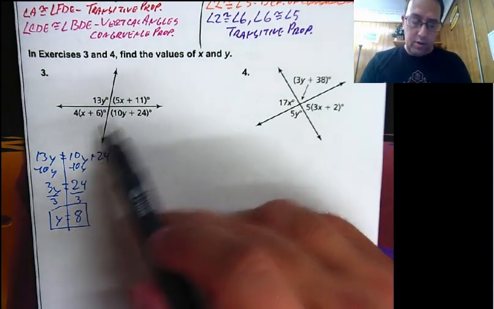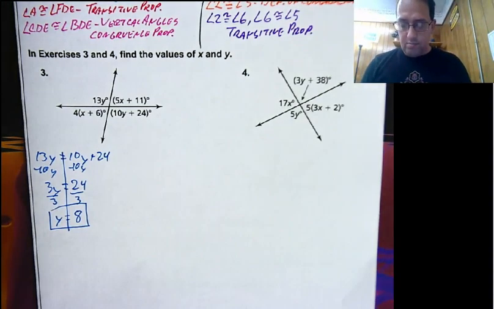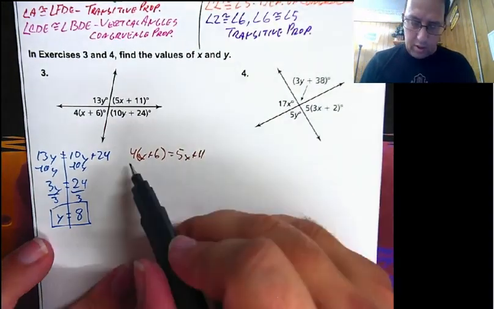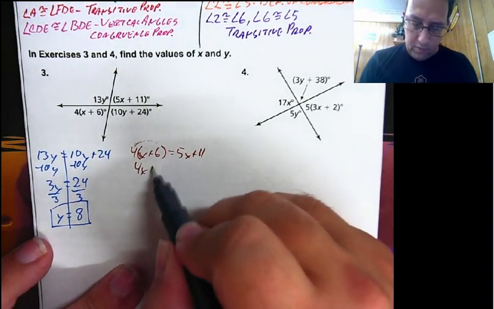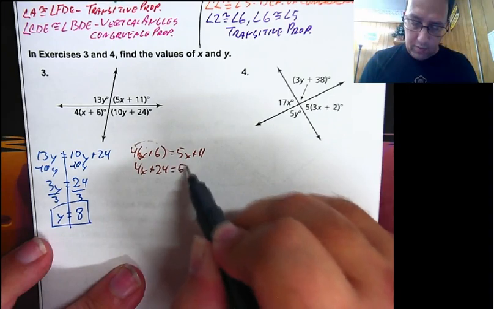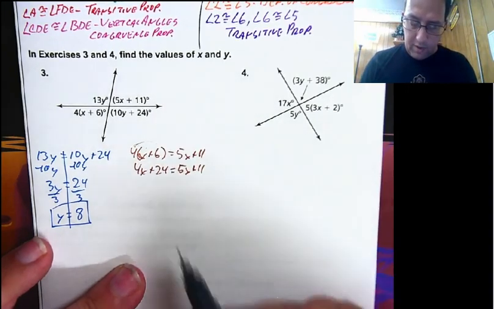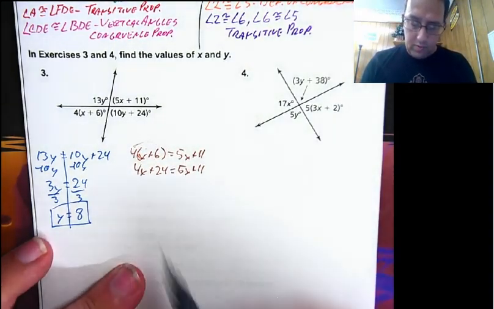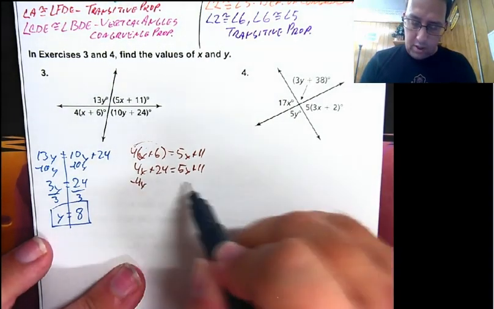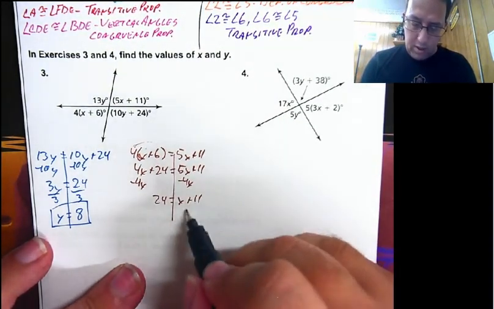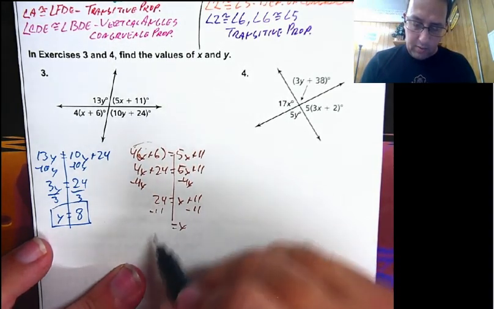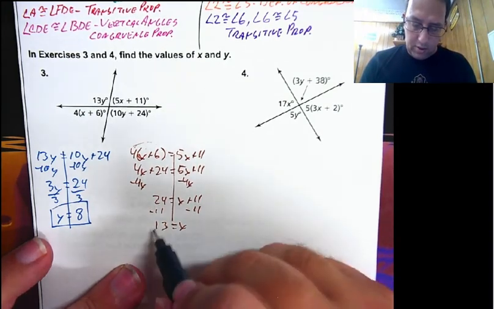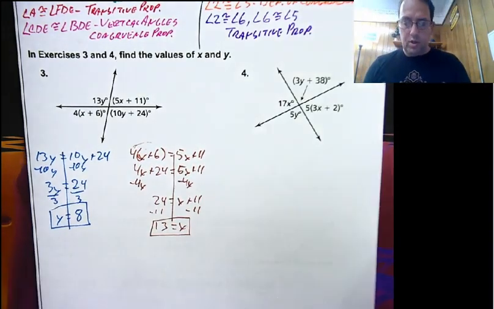Now to find x, we actually have a couple of things we could do. One, we could do the same thing. And you know what? Let's go ahead and do it, and then I'll show you the other way. So first thing we're going to do is distribute that 4 in. That gives us 4x plus 24 equal to 5x plus 11. Let's move the 4x over here because we do like our x's to stay positive. Minus 11 to both sides, and x equals 13. All right, and there it is.